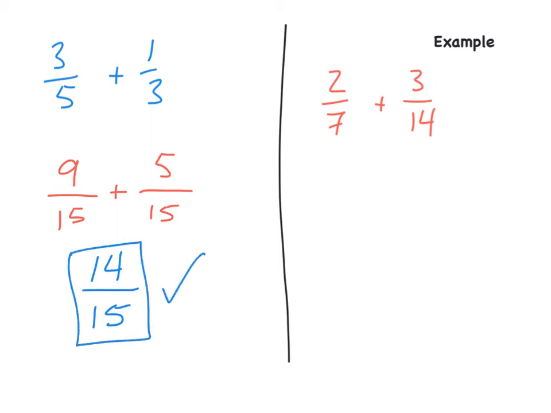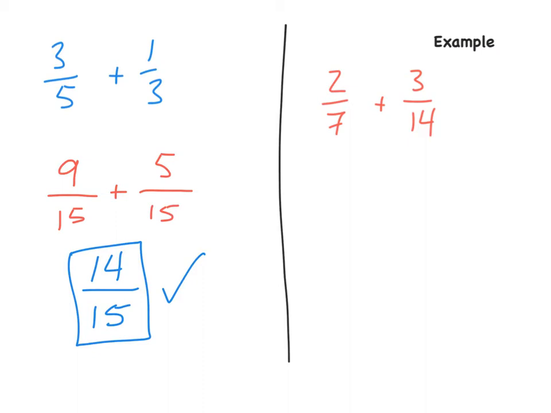Now what I want you to do is pause the video, try the next one yourself, and unpause the video to see what I've done. Alright, so if we have 2/7 and 3/14, remember, there's two different ways that you can find the common denominator. One, you could multiply the denominators, but do you really want to multiply 7 and 14 together? Not really. I mean, you could, but it would probably take a little bit longer.